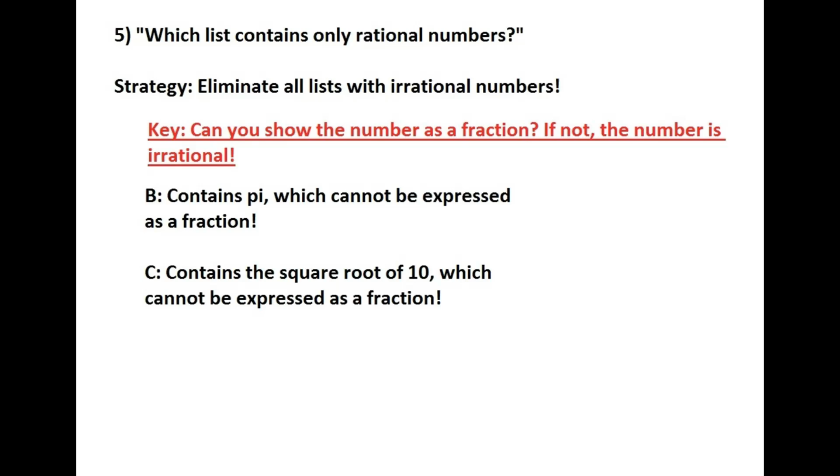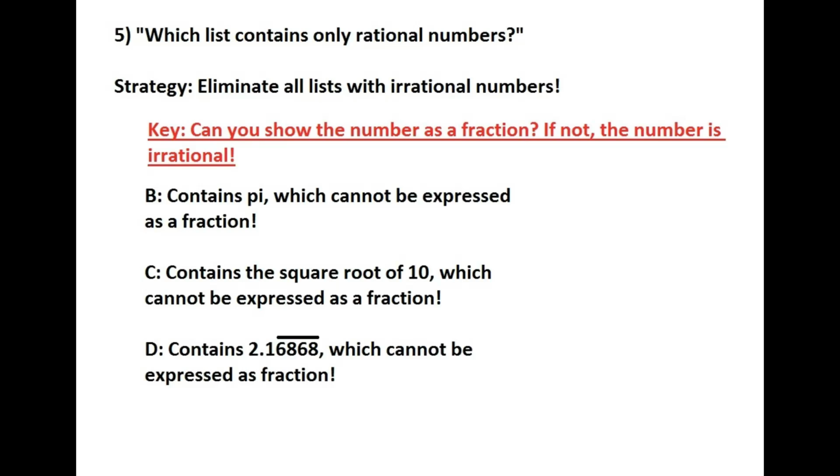C contains the square root of 10. You cannot express that number as a fraction. All right? That can't be expressed as a fraction. C is not the right answer. D contains 2.1686868, and it goes on and repeats forever. We can't express that as a fraction. So the answer here is A. A is the only part of this list that contains only rational numbers.